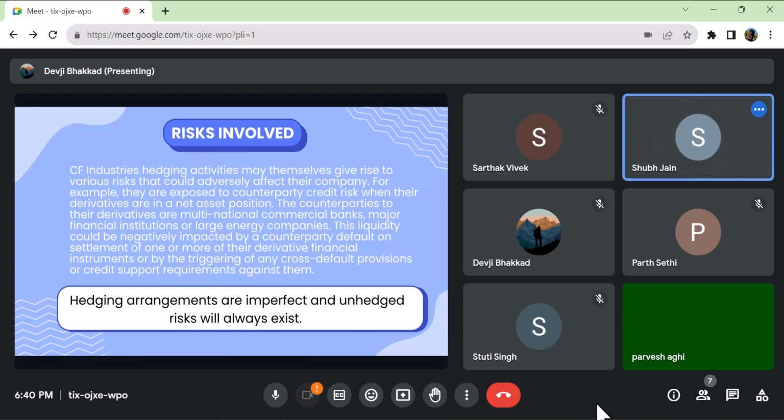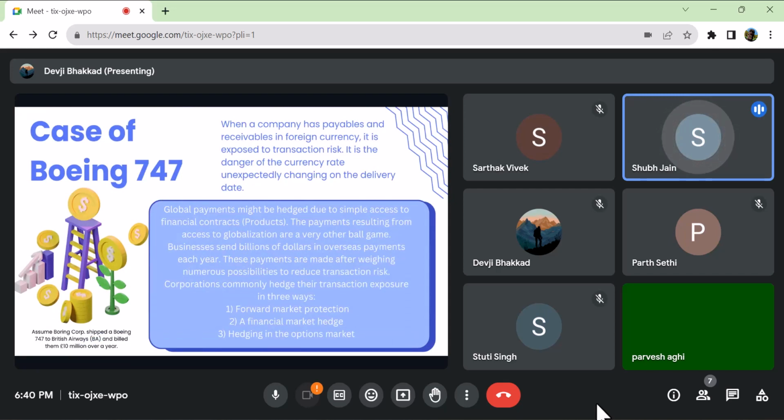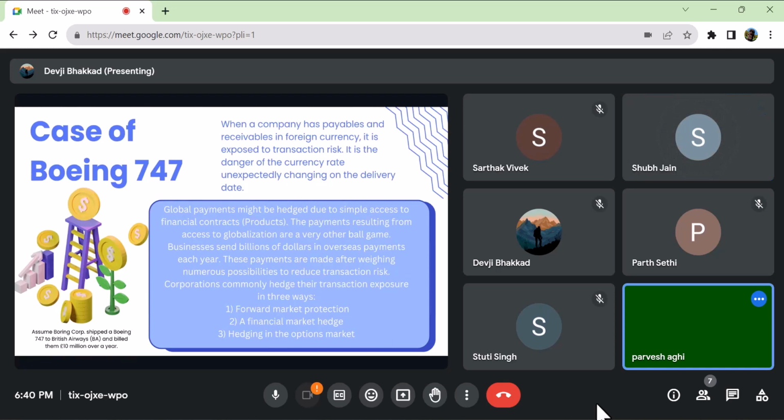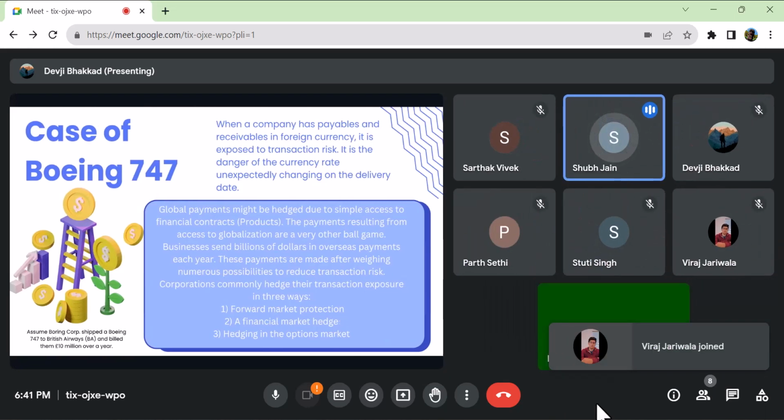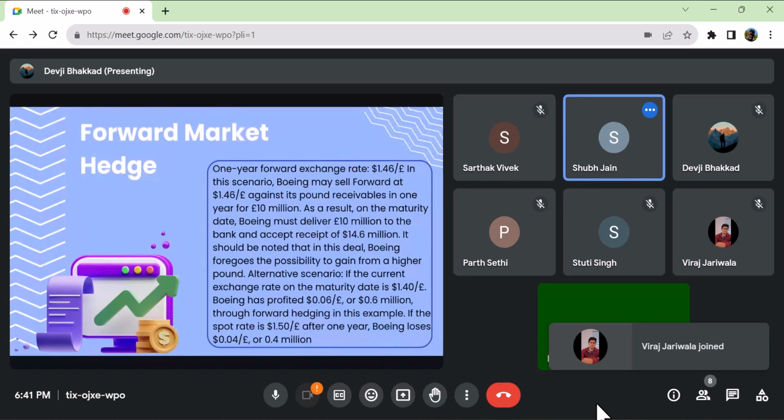Next slide. We would directly move on to the case of Boeing 747. So when a company has payables and receivables in foreign exchange, just give me a second. Is this Viraj's slide or your slide? It's Viraj's slide only. You can just skip. There is no issue. Present your slides. Yes, if possible, just give me a second. I also read this part. Just give me a moment. You can skip this slide because Viraj has joined. Viraj, can you just talk about the case of Boeing 747?